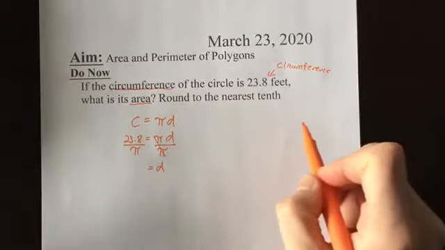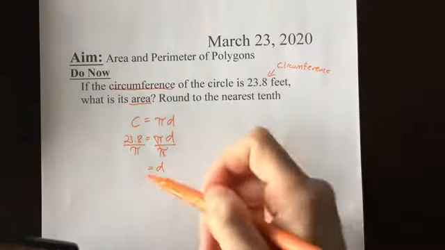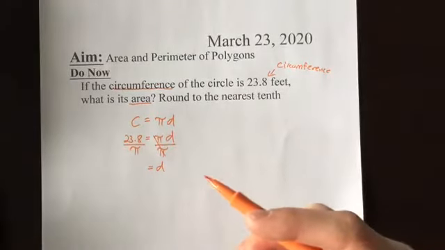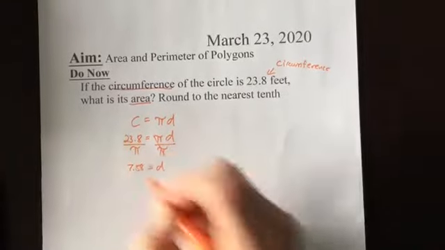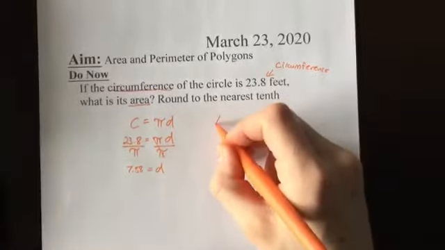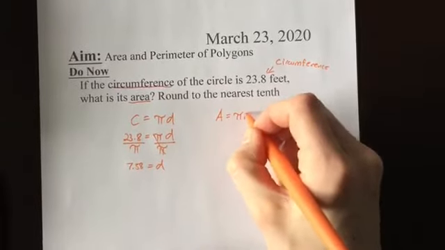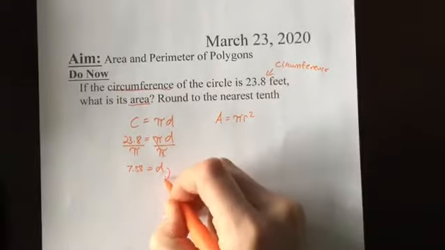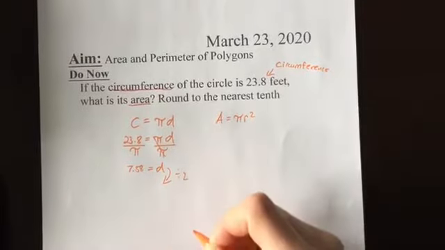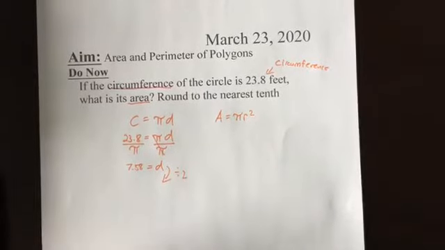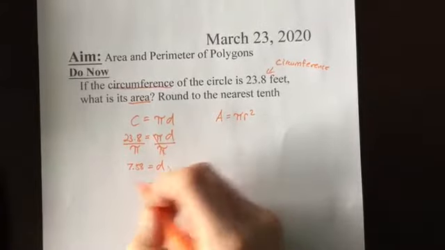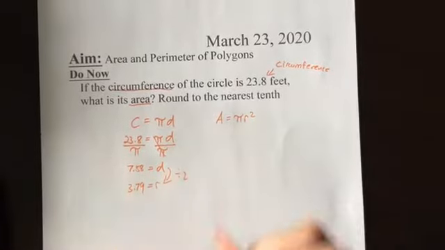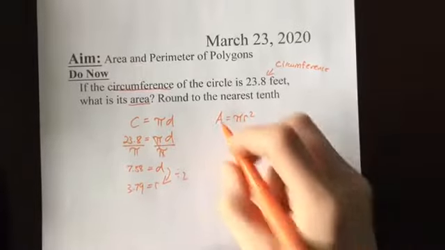We're told to round to the nearest tenth. That's our final answer. So here, to be more exact, I'm going to leave it to the hundredths place, which is going to be 7.58 for now. We want to find area, which is pi r squared. So we need the radius. So we're going to take that diameter, divide by 2. So let's do that. 7.58 divided by 2 is 3.79.